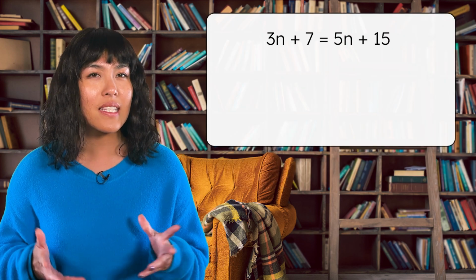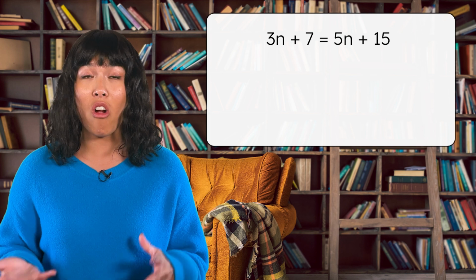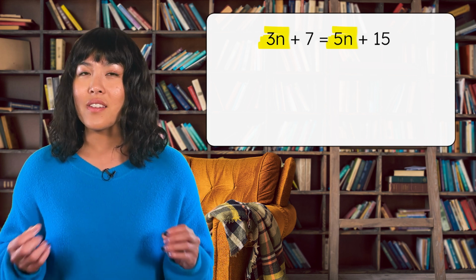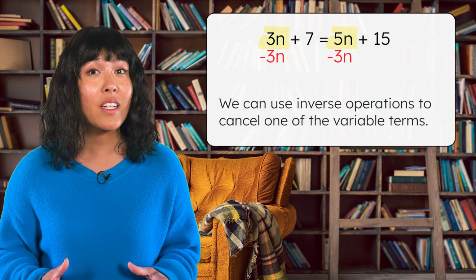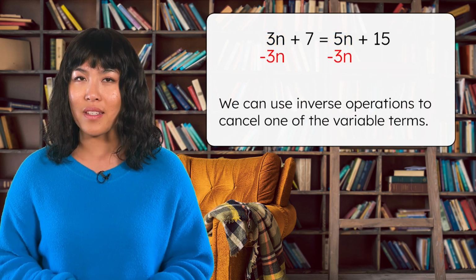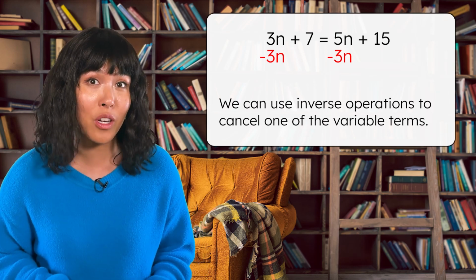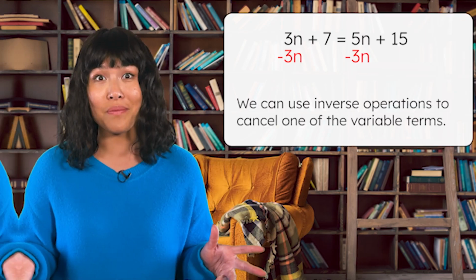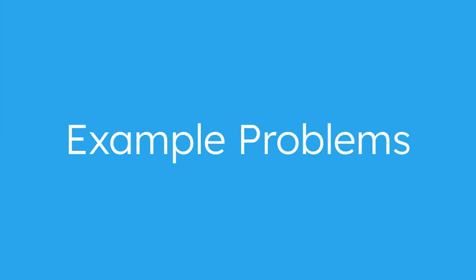This equation seemed tricky at first because there are n terms on both sides of the equal sign. Just like for constant terms, we can use inverse operations to cancel one of the variable terms. Once there is a single variable term left, then we can work to isolate the variable like normal. Let's practice with this method on 2 example problems.